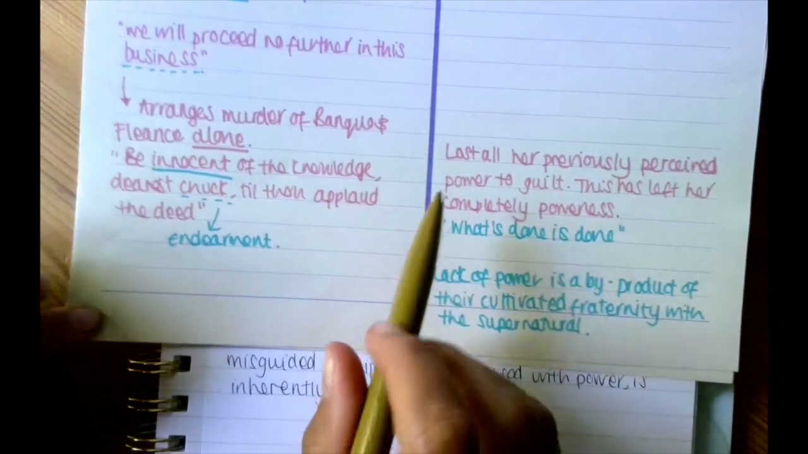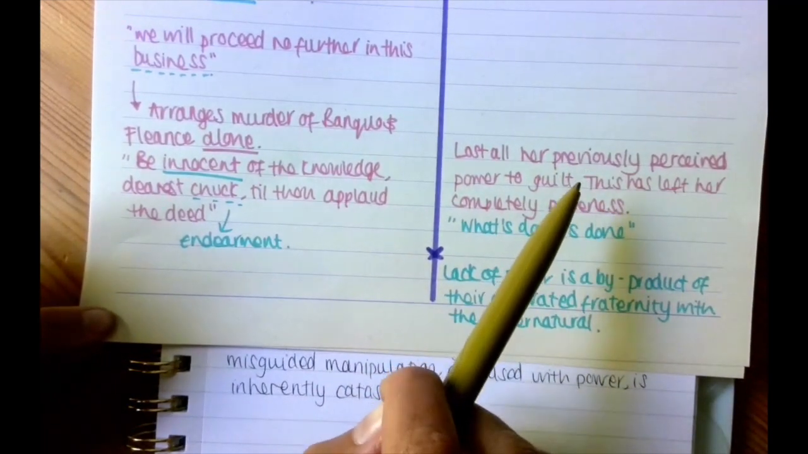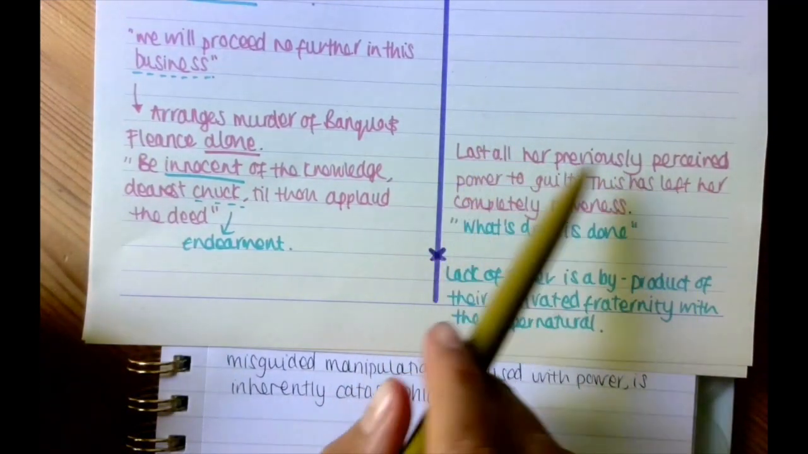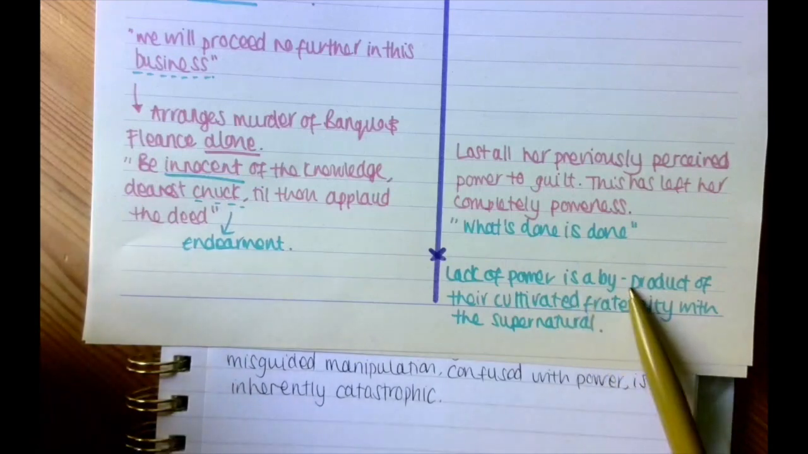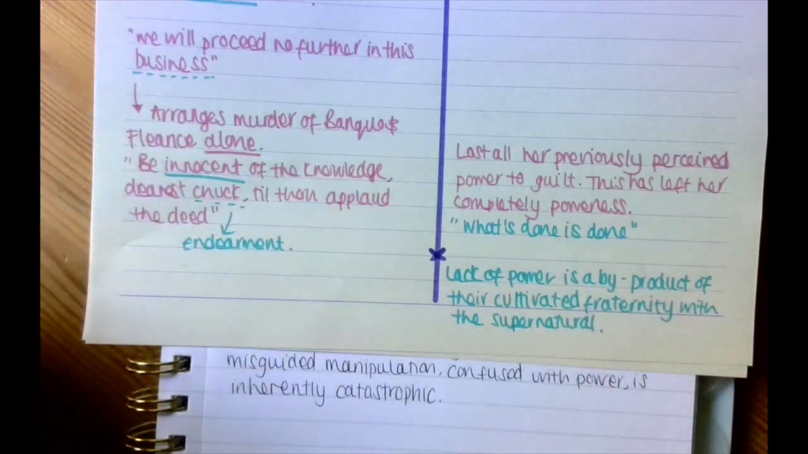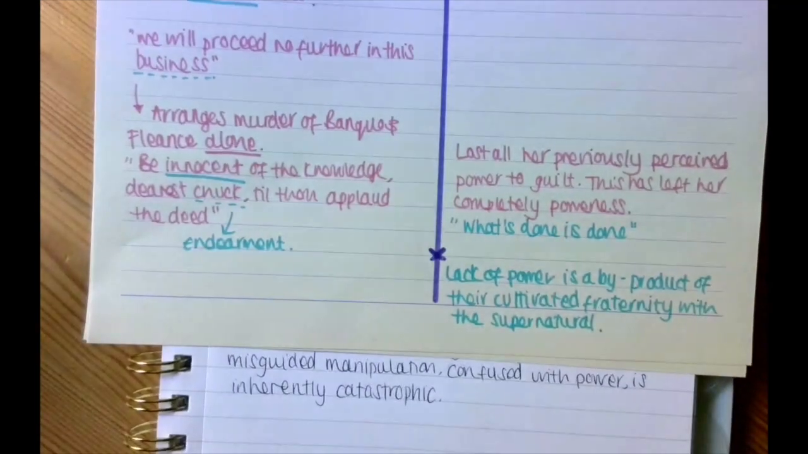Then you would talk about her absolute lack of power at the end, that she never really had power. She's lost all her previously perceived power to guilt, and it's left her completely powerless. And the fact that this lack of power is a byproduct of their cultivated fraternity with the supernatural. So you might draw it back to this overall argument that actually it is the supernatural that holds all power within Shakespeare's era, which is why Shakespeare was warning people against fraternising with it, because it was not power for good but power for evil. Okay, so that is that.